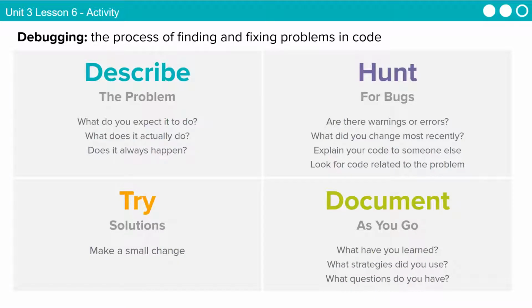So the debugging process is the process of finding and fixing problems in your code. So code.org offers a 4-step solution for debugging your programs. So we're going to go through what this process is and how you can apply it to your projects using code.org. All right, so when you are debugging, the first thing you want to do is describe the problem.